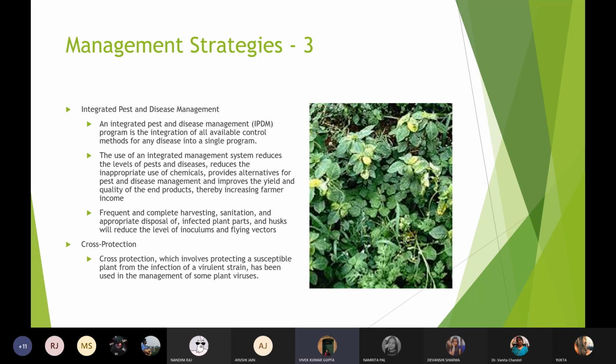Some other strategies we have are integrated pest and disease management and cross protection, which involves protecting a susceptible plant from the infection of a virulent strain. It has been used in the management of some plant viruses already, so it's proven that it works. A Begomovirus mild strain infection protects a cassava plant from virulent Begomoviral infection. And plants grown from an initially CMD-free parent developed more severe disease and yielded less than plants derived from mildly diseased parents. And there's also the risk of viruses synergizing to produce a more severe disease. So that's basically what cross protection is. And next slide.